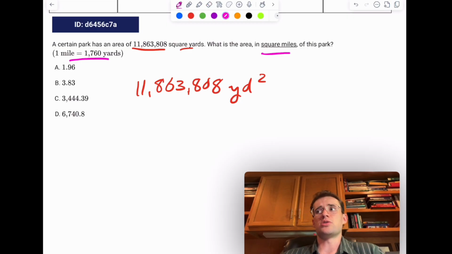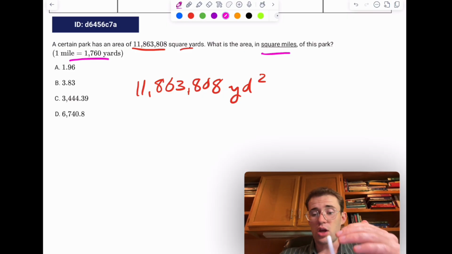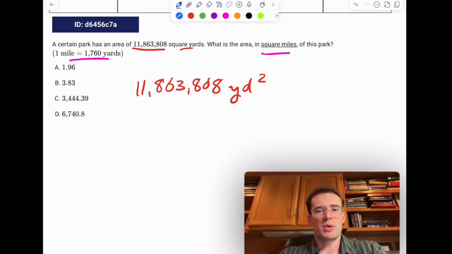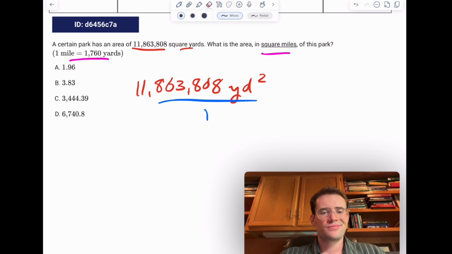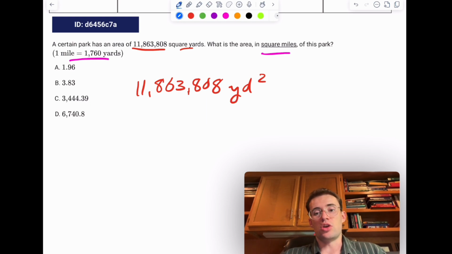I don't think they expect you to know the metric prefixes or even conversions between imperial units, so inches, feet in a yard, things like that. But for this one, they gave us 1 mile equals 1760 yards. Again, we don't really have a numerator or denominator, but you could think of this as being all over 1 if that helps you. Otherwise, just think of it as the numerator.